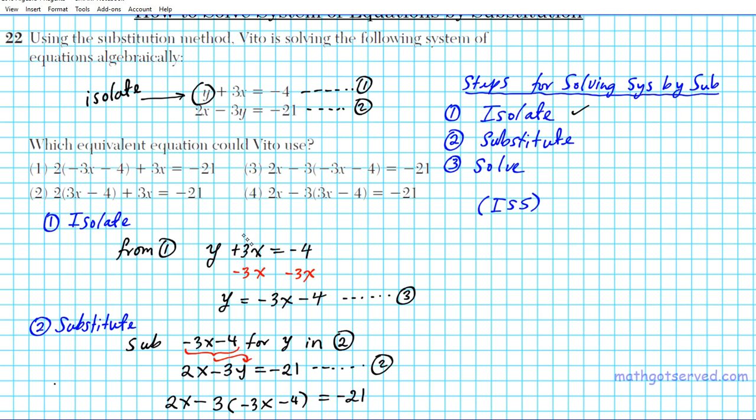Let's freeze right there, because it looks like we have a format that's similar to what we have here. Upon the substitution step, before simplification and solving, let's see if we have a match. 2x minus 3 times the quantity negative 3x minus 4 equals negative 21. Ladies and gentlemen, the correct answer, or the equivalent equation that can be used to solve this equation, is option number 3.